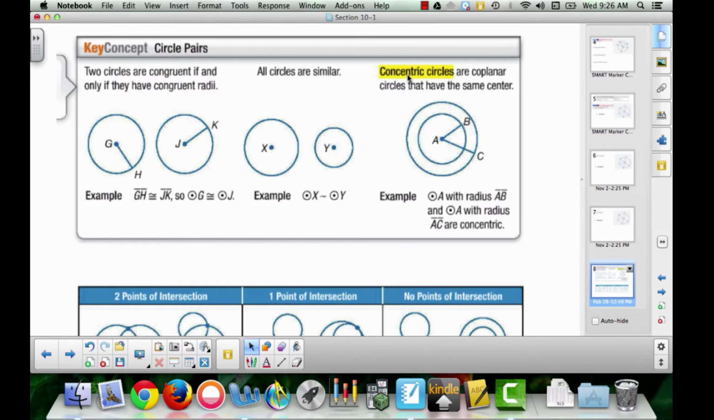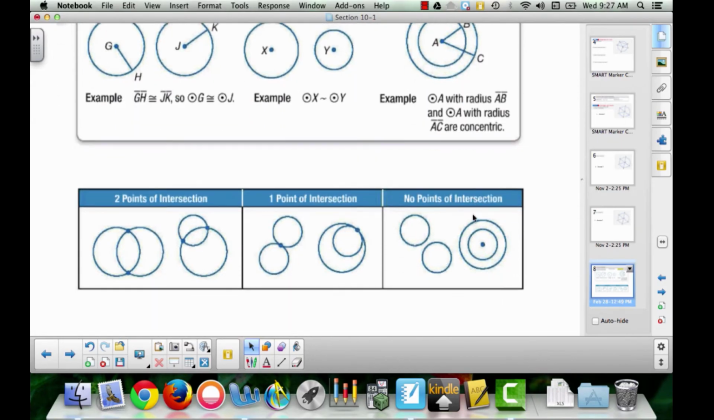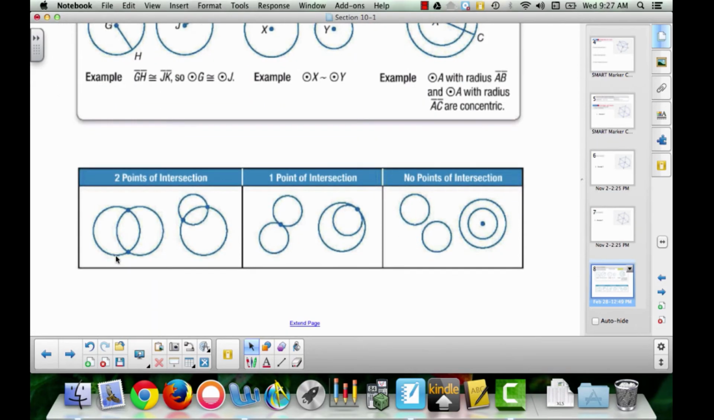Concentric circles are circles that share the same center. The word coplanar is important, but remember that most of the pictures you see, you can assume are all in the same plane. These two circles, circle A with radius AB and circle A with radius AC, are concentric circles. Circles can intersect with each other in several different ways. They can have 2 points of intersection, they can have 1 point of intersection, or they cannot intersect at all.